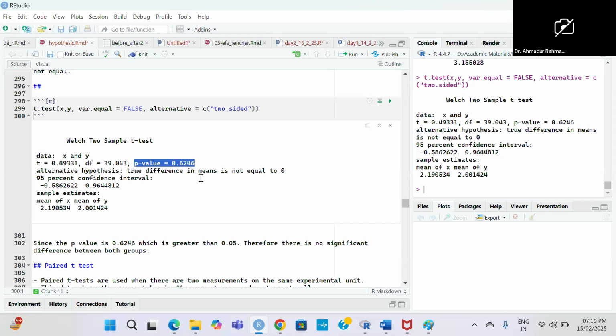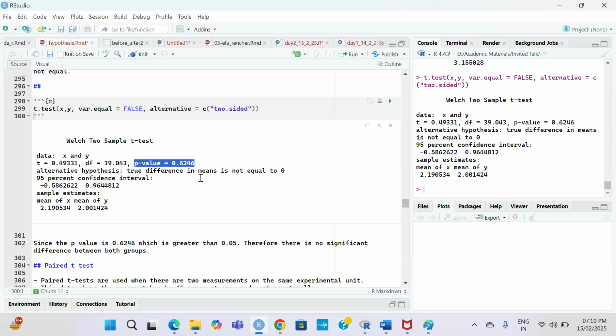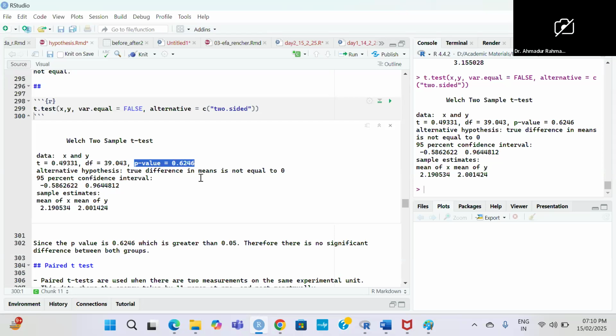Null hypothesis तो ये है ना, mu1 is equal to mu2. Yes, sir. And alternative is mu1 is not equal to mu2. So since this value is greater than 0.05, therefore we fail to reject the null hypothesis. So that's when we are saying that mu1 is equal to mu2. And let me show you.